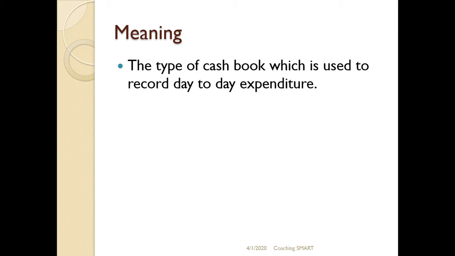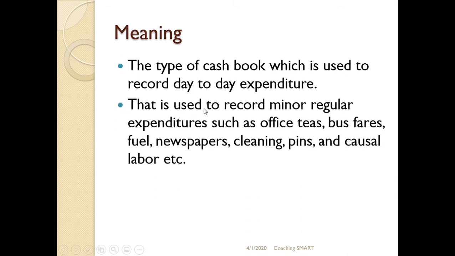So day to day expenses. That is used to record minor regular expenses such as office tea, bus fare, fuel, newspaper, cleaning, pins, and casual labors. So this is actually why we need the petty cash book. So the petty cash book is mandated to record day-to-day activities, and these activities are happening now and then. Office tea, bus fare, fuel, newspaper, cleaning, pins, and casual labors, and the rest. So these are expenses which are normally incurred in the day-to-day undertaking of the what? Of the business. So far, so good.